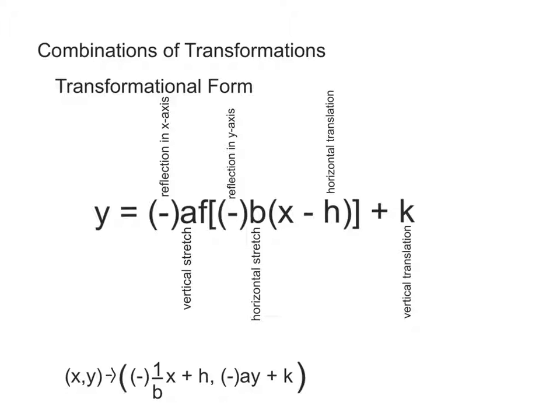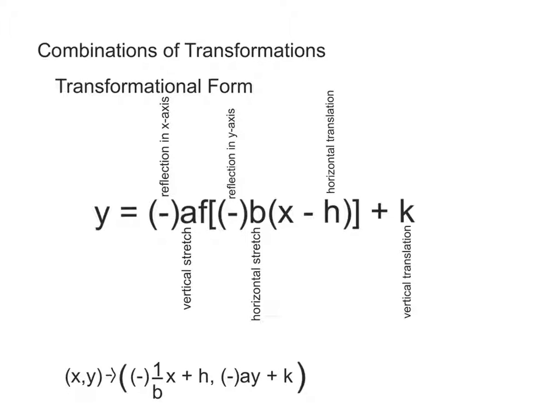So when you look at a function that's in transformational form, which we're going to do on the next slide, you should be able to say, does it have a reflection in the x or y axis? Does it have a vertical stretch, and what's the stretch factor? Does it have a horizontal stretch and the stretch factor? And then does it have a translation, which direction and by how far?